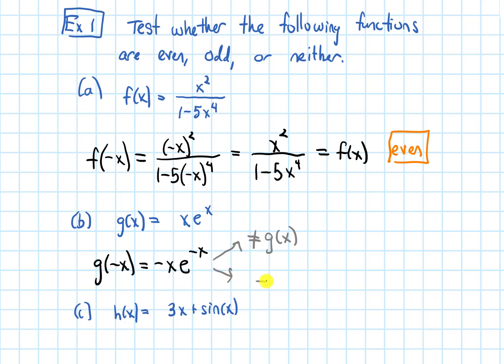And now let's compare it to negative g of x. Well, negative g of x would just stick one negative sign in front of it, but it wouldn't change that exponent, that x, to a negative x. So this is also not going to be equal to negative g of x, which means this is an example of a function that's neither. It's neither odd nor even.